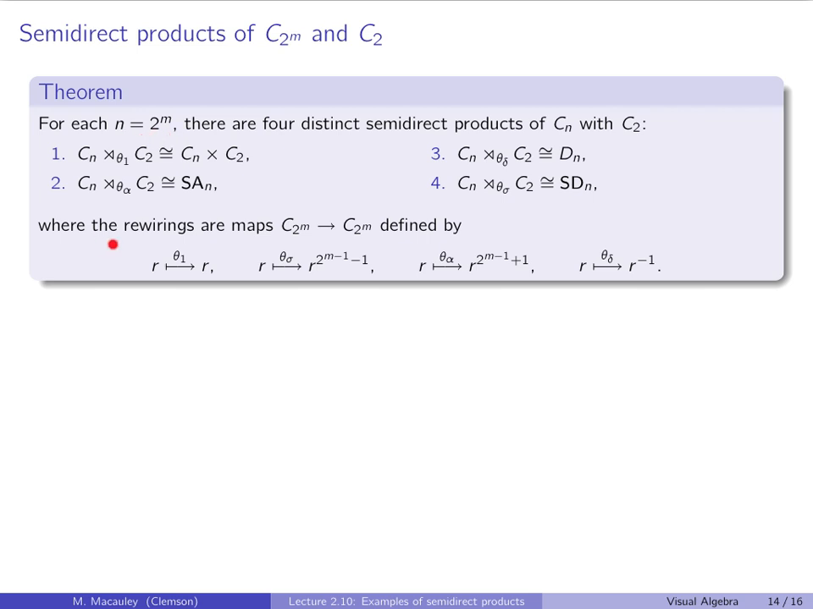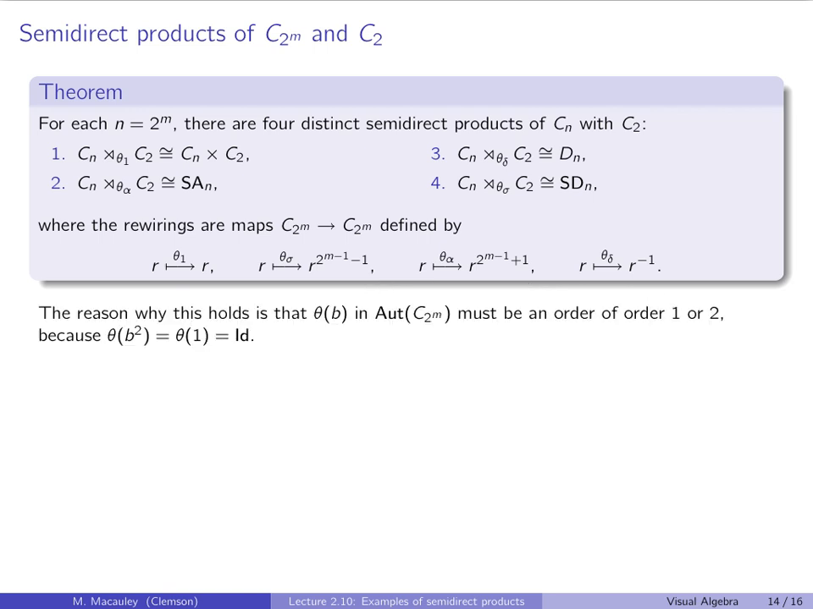And these four are defined by their rewiring maps. And this determined that last relation. This is SRS equals R, SRS equals R to the 2m minus 1 minus 1, SRS equals R to the 2m minus 1 plus 1, and SRS equals R inverse. The reason why this holds is because whatever rewiring we pick, it must have order 1 or 2.